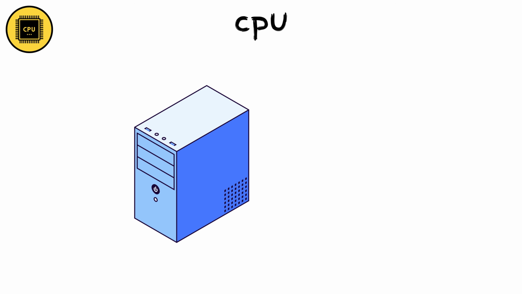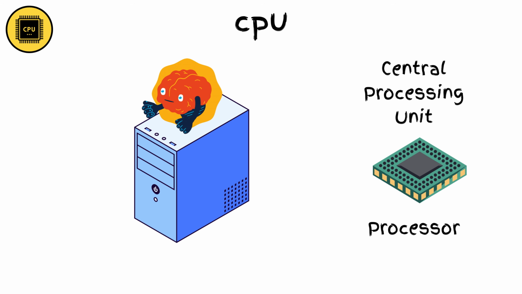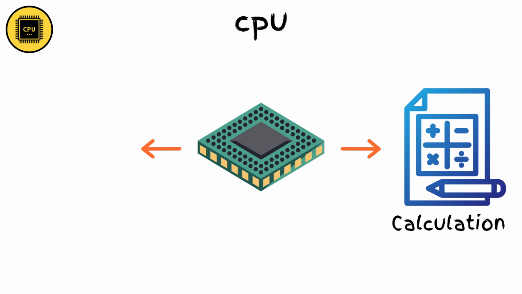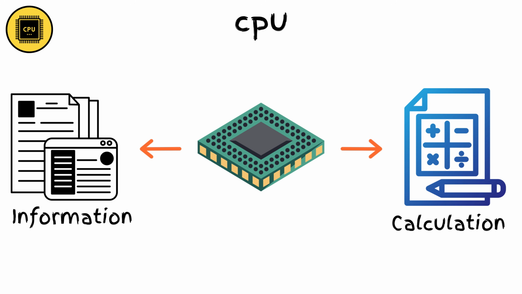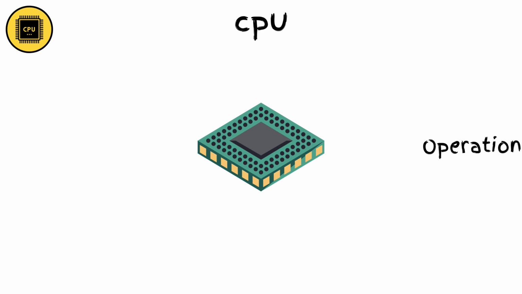CPU. The CPU, also known as the central processing unit or simply the processor, serves as the computer's brain. It handles various tasks, such as performing complex calculations and processing large sets of information. Although it doesn't store much data, nearly every operation the computer performs passes through the CPU.